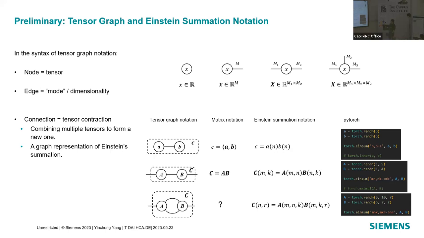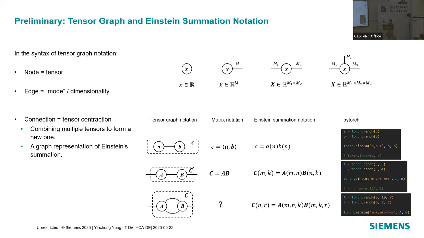And with this Einstein summation notation, we are able to express this complicated tensor graph notation in a very concise way. So here we have M and K, and here M, K, R. Obviously the index M appears twice, and K appears twice. What remains would be the indices N and R, and therefore the mode that remains is N and R.